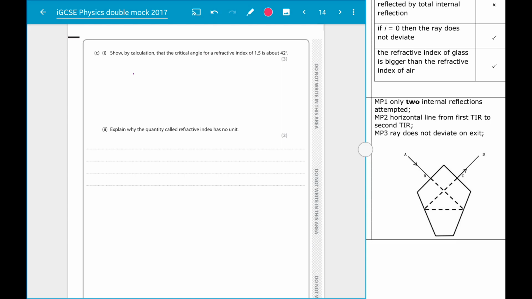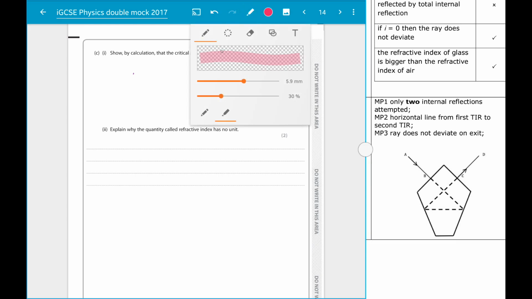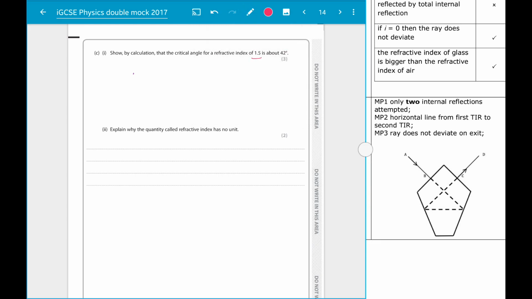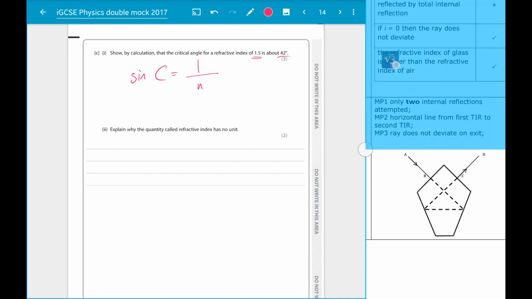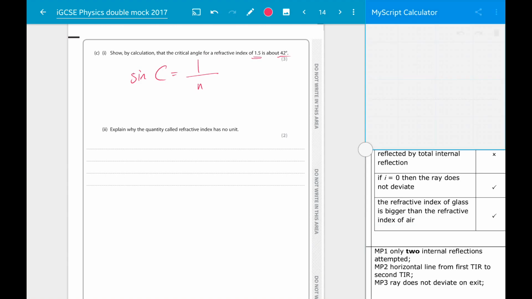Show by calculation that the critical angle for refractive index 1.5 is 42 degrees. You need to remember this equation. Sine of the critical angle C is equal to 1 over the refractive index N. That's an equation you need to memorize. You should know that one. We did that one relatively recently.